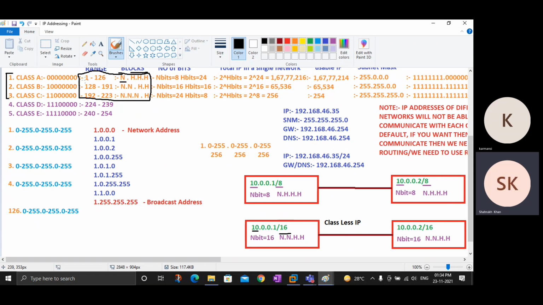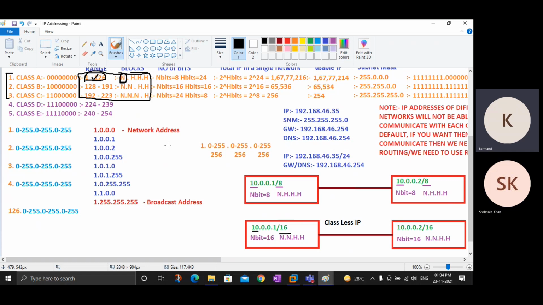If the range is of class A and it also has a single network block, that means it is definitely a class A IP address. But if the range is of class A but it has more than one network block, that means it is a classless IP address. So in the example below, 10.0.0.0/8, can you explain how we can determine that it is one network block and three host blocks?